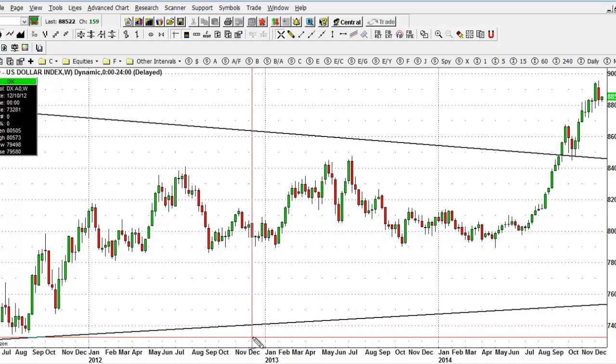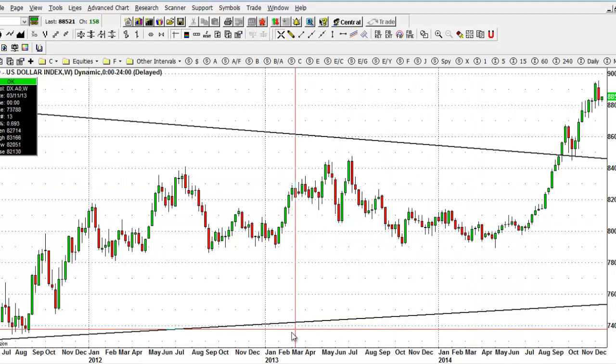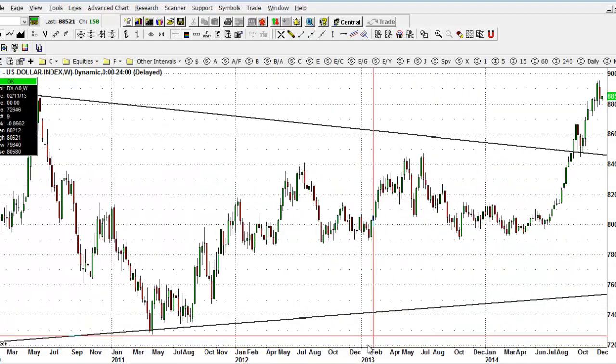We see that the market broke through the trendline resistance, came back down, and tested the trendline support. Because remember, this trend line was acting as resistance, and resistance turns into support once it's broken. The market found support at the trend line and has been going up ever since. So that's what's happening on the weekly US dollar index.